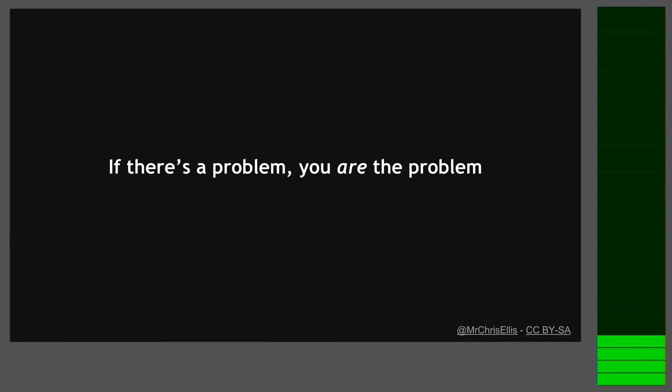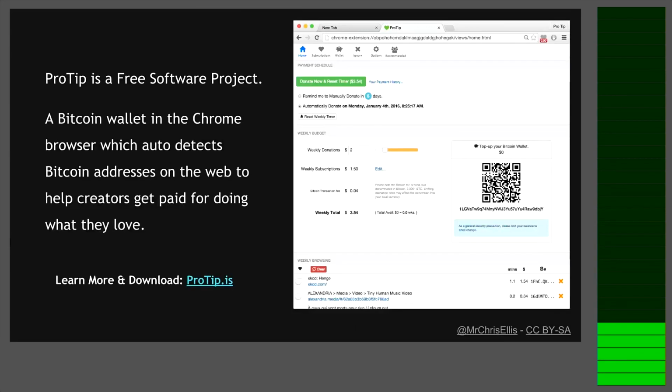I have a background in coding. When I was young, I was very fortunate to have a father who taught me how to code. I used to do machine language and assembly, actually. And so I commissioned, in fact, I'm no good at these high-level languages nowadays. JavaScript does my head in. So I recruited a friend to program a project called ProTip, which is a free open source project. It's a Bitcoin wallet that runs in the Chrome browser.